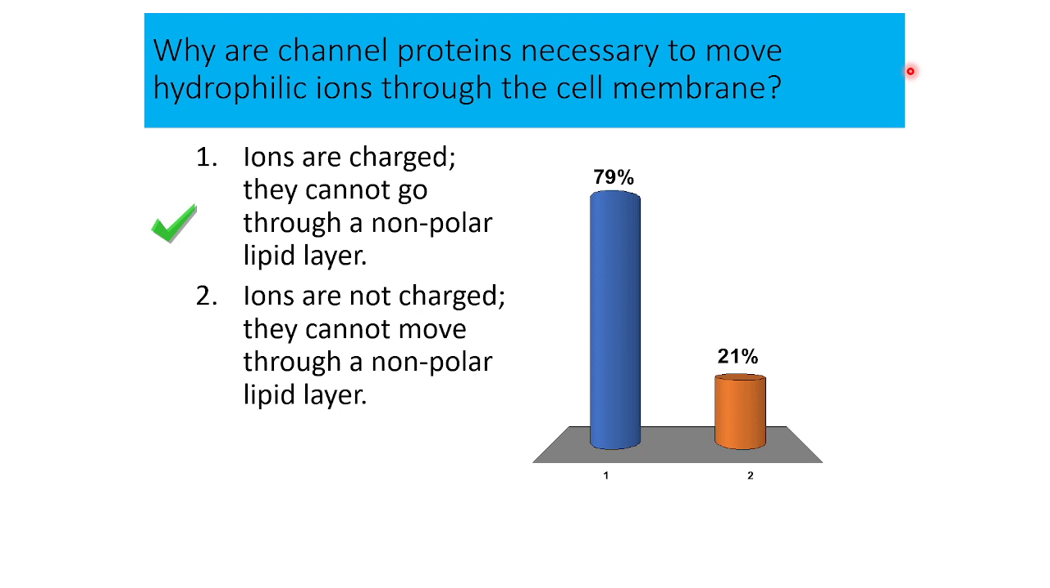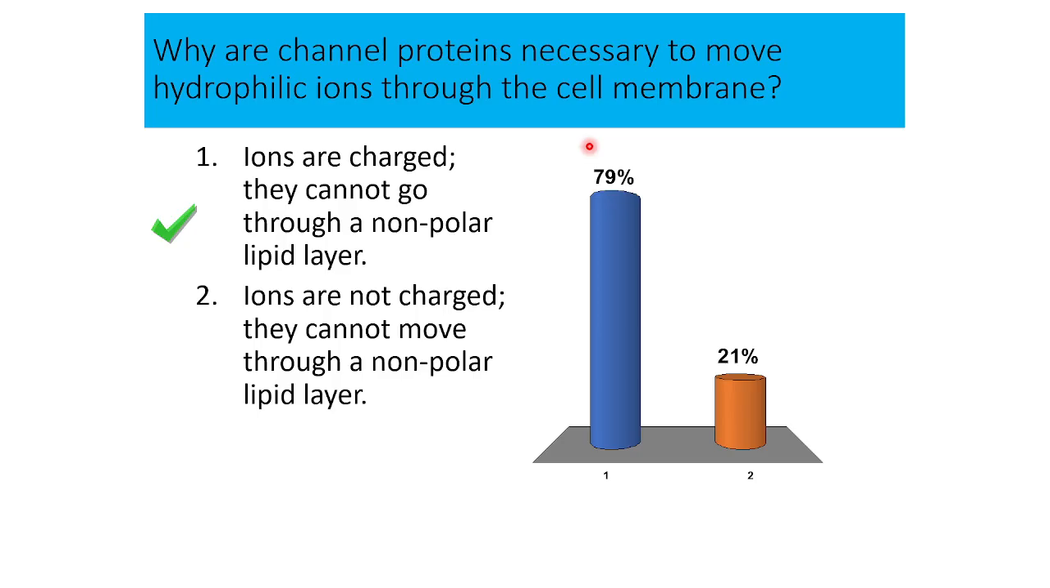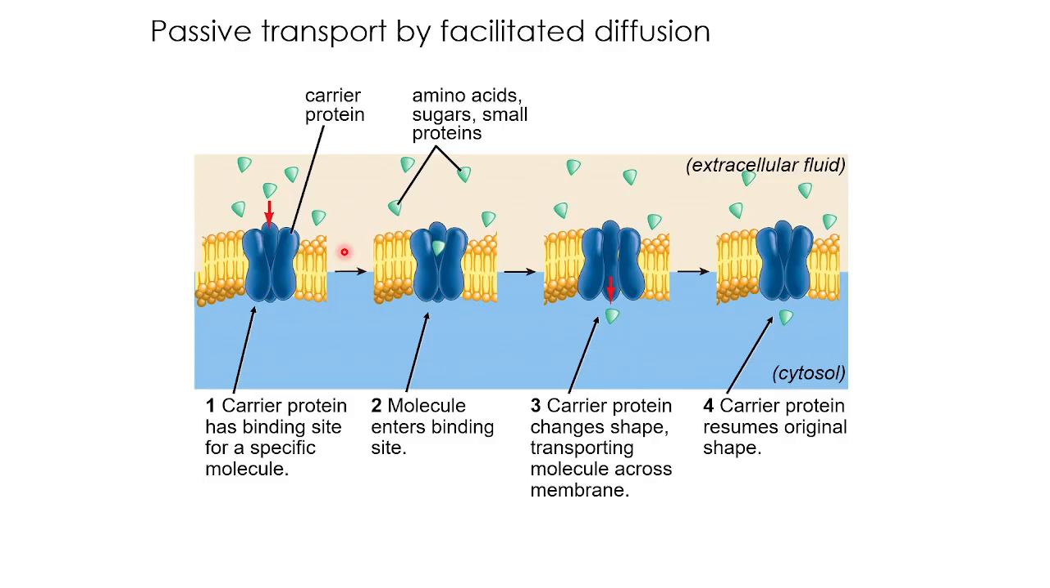Because you can see over here that these are the hydrophobic molecules, and for the ions to pass, it becomes very challenging. So the ions are charged and they cannot go through a non-polar layer because of the hydrophobic nature of your fatty acid tails, and for that you need these channel proteins to allow the transport of different small molecules and ions.